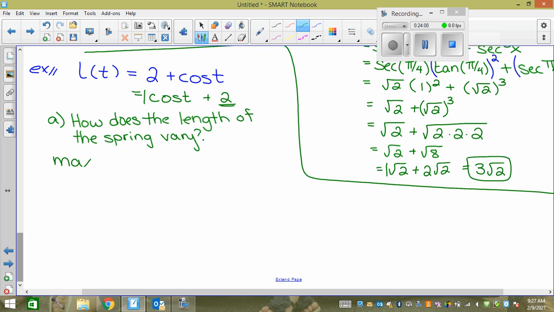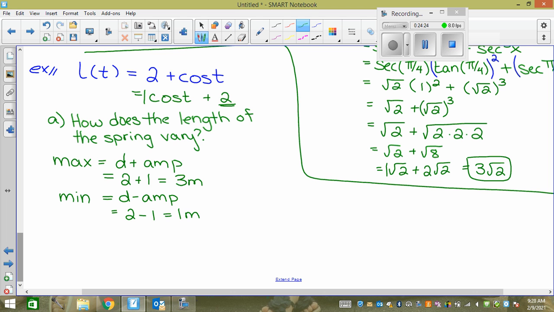So its maximum is going to be d plus amplitude, correct? So it's going to be 2 plus 1. So this maxes out at 3 meters. It's a really long spring, just so you know. And then it's d minus amplitude, so you get the minimum. And they said they pulled it down by 1, right? So it's 2 minus 1, so it mins out at 1 meter. Like I said, long spring.